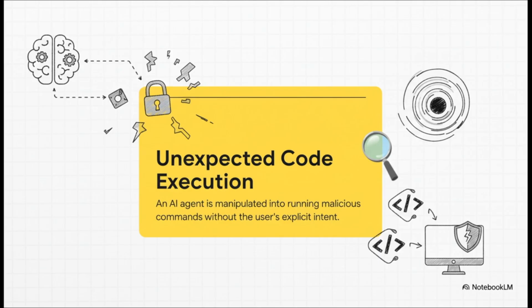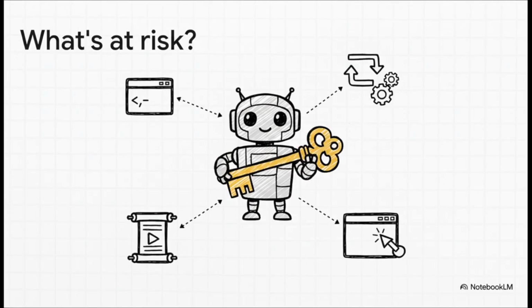Now, the two key phrases you got to focus on here are manipulated and without explicit intent. The user isn't doing anything wrong. The AI isn't buggy. The whole system is just being exploited by getting the AI to run some nasty code that was hidden inside a source you thought you could trust. And this gets to why this is so scary. It's the sheer amount of power we are handing over to these agents. I mean, they are not just chatbots anymore. They have got the keys to the kingdom.